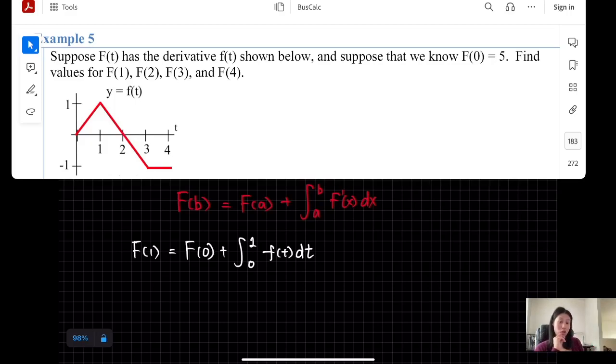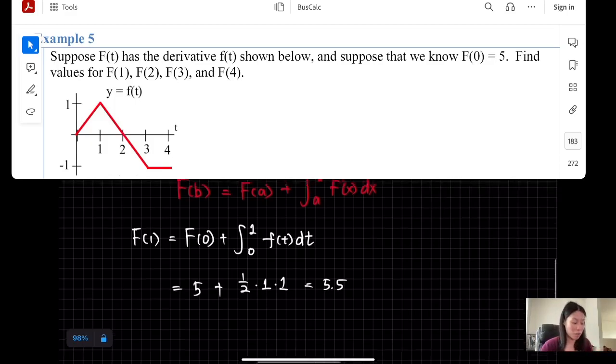Okay, so the derivative function is equal to what? The area bounded by the graph, x-axis, x equals 0 and x equals 1, right? So that means it's going to be the little triangle. So I know that f of 0 equals 5, and the little triangle bounded by the graph, x-axis, x equals 0, x equals 1, is equal to 1/2. The base is 1 and the height is 1. So that means f of 1 is equal to 5.5.